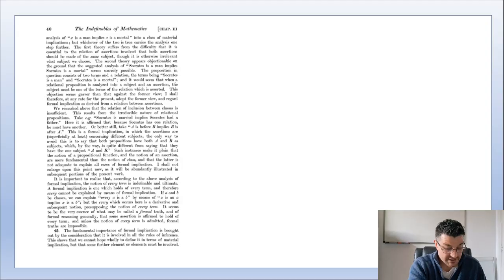So section 45, the fundamental importance of formal implication is brought out by the consideration that is involved in all the rules of inference. This shows that we cannot hope wholly to define it in terms of material implication, but that some further element or elements must be involved. So that's what he's getting at in section 44 with this relation between the assertions.